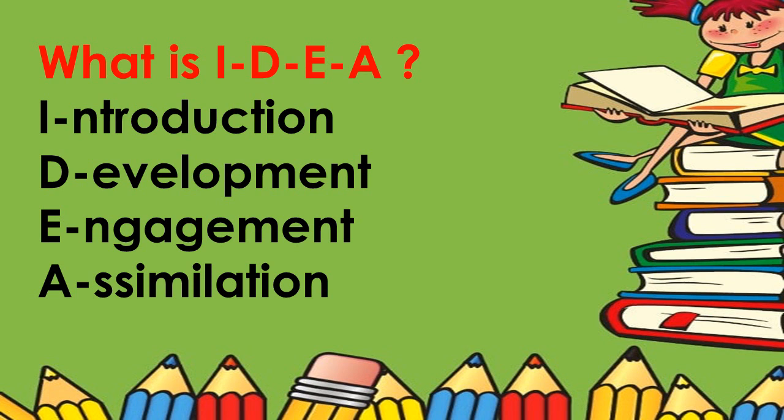So what is an idea? So I, D, E, and A. I means introduction, D for development, E for engagement, and A for assimilation. So let us define and elaborate it one by one.